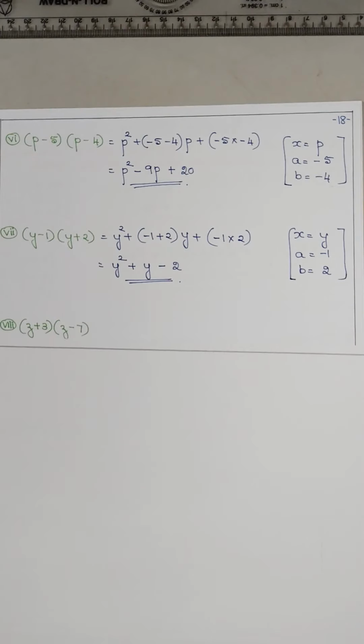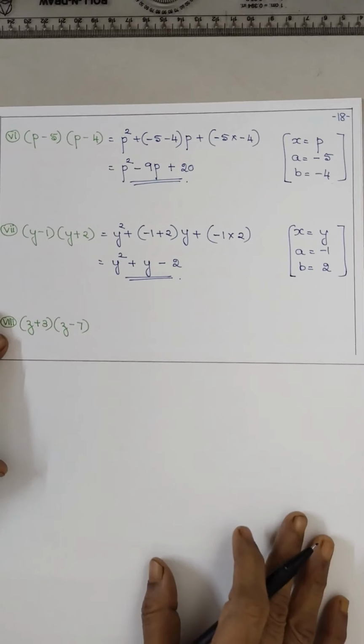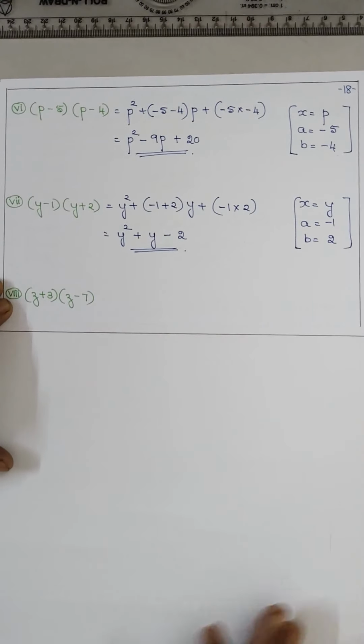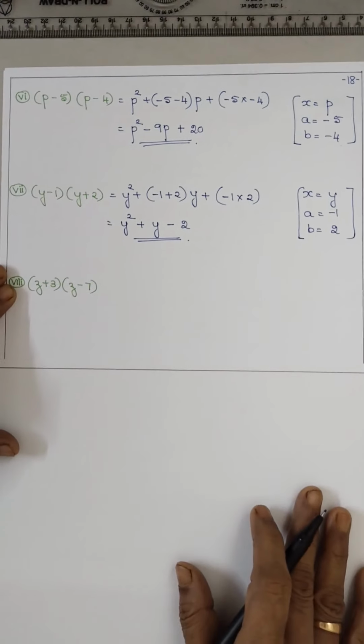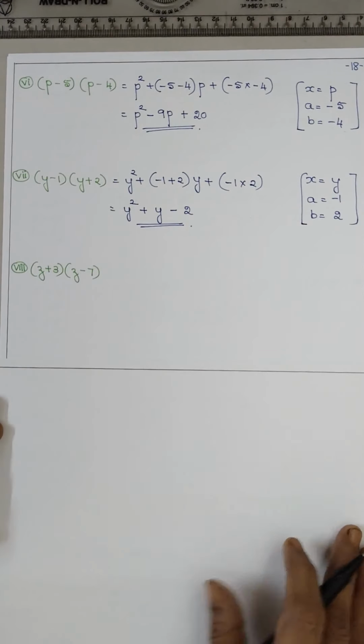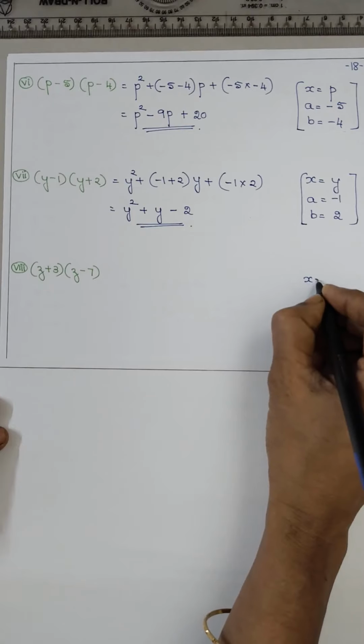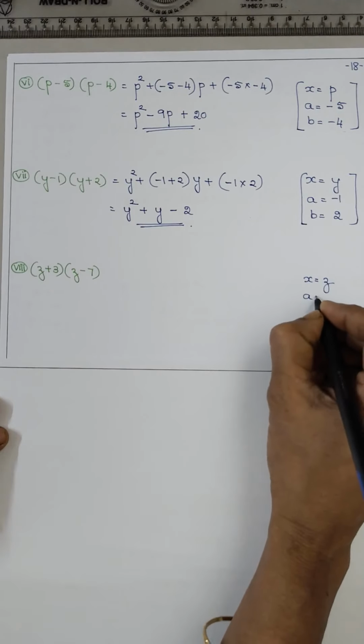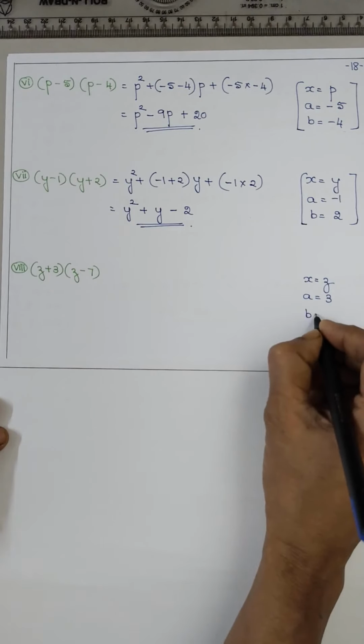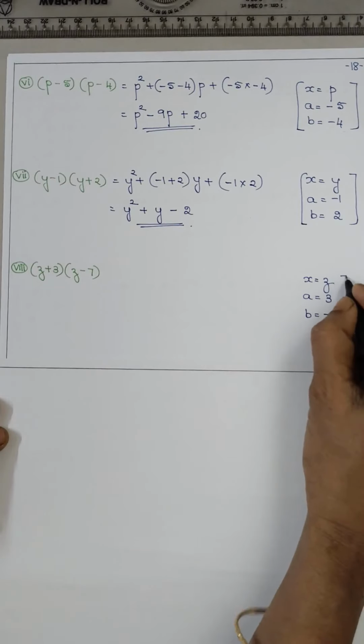Now coming to the eighth sum, it is (z + 3)(z − 7). So x is equal to z, a is equal to 3, b is equal to minus 7.